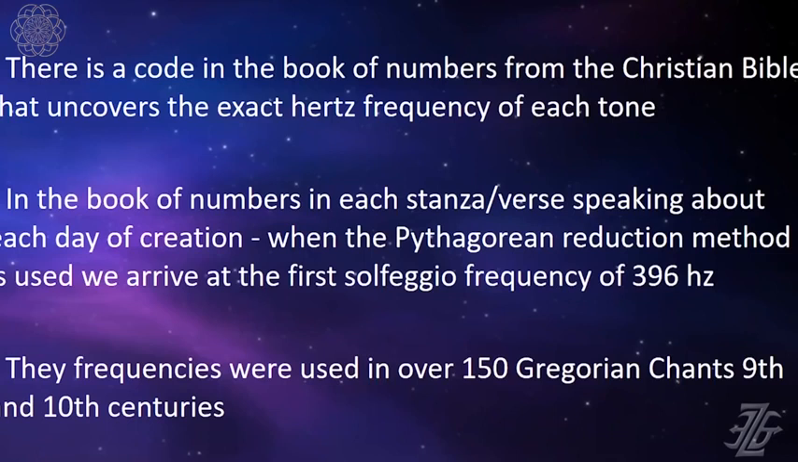So there's a Pythagorean reduction method that Pythagoras came up with. You utilize the Pythagorean reduction method. You take the numbers that are in the day of creation stanza, because it's all these different numbers, you put it into the Pythagorean reduction method, and then voila, the end result is the frequency for that specific tone, for that specific day of creation. For example, when we take one of these days of creation and we use the Pythagorean reduction method, we arrive at the first solfeggio frequency of the first day of creation, which is 396 hertz.